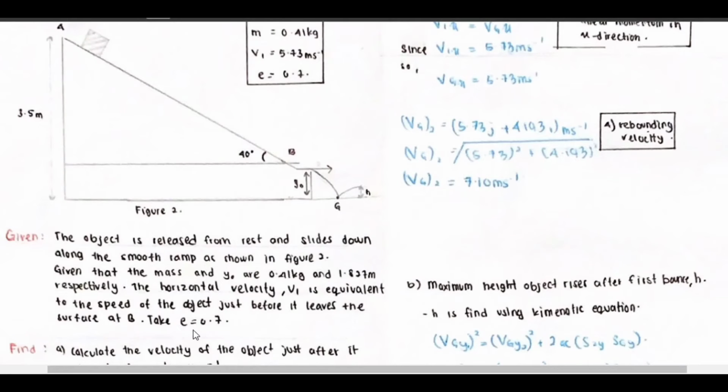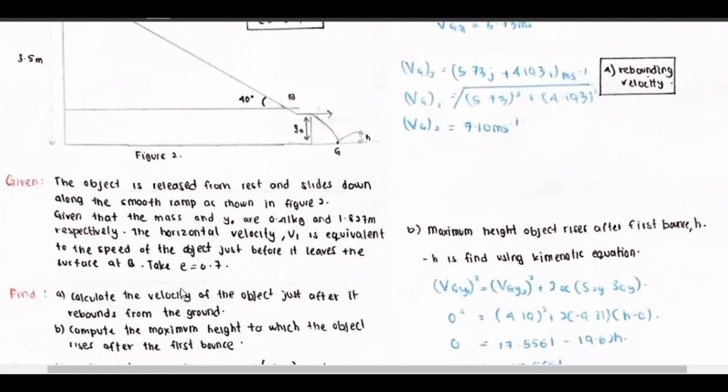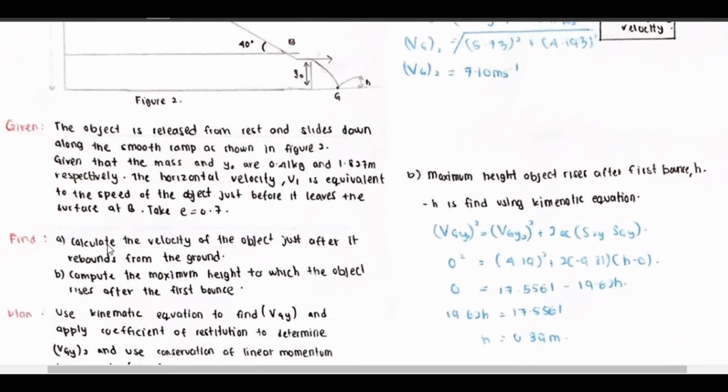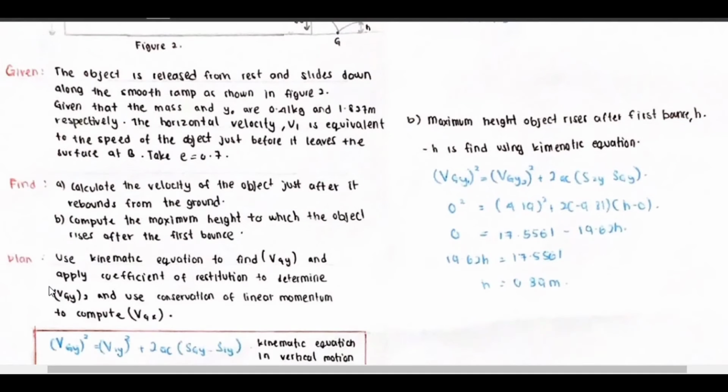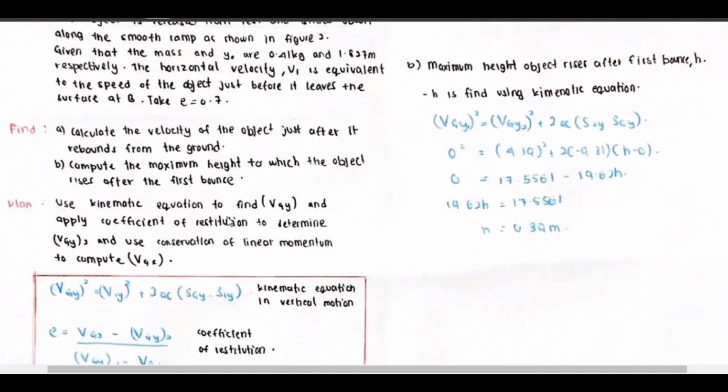So we take e equal to 0.7. The question asks us to calculate the velocity of the object just after it rebounds from the ground, and then compute the maximum height to which the object rises after the first bounce. So what we plan is to use the kinematic equation to find VGY, apply the coefficient of restitution to determine VGY2, and use conservation of linear momentum to compute VGX.